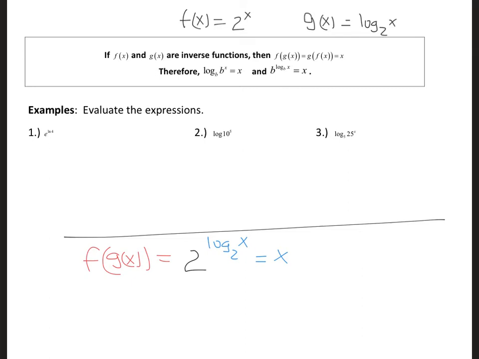Now, in the same way, I'm going to do g of f of x. And I'm going to take the g function, which is logarithm to base 2, and instead of x, I'm going to replace x with 2 raised to x. And because they are inverses, which I confirmed on the previous slide, I should get x in both cases.